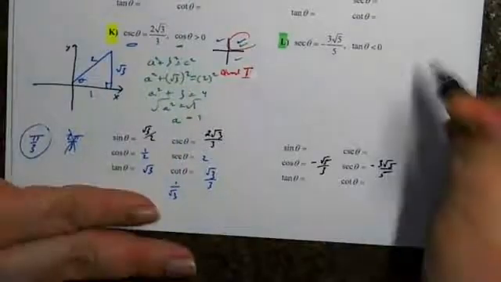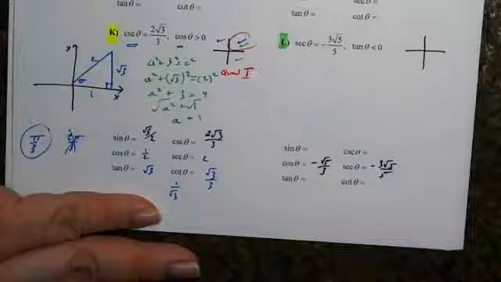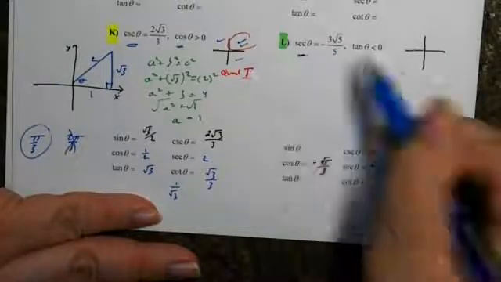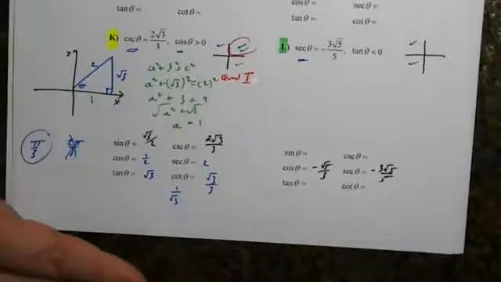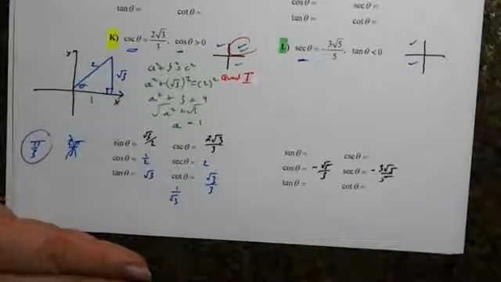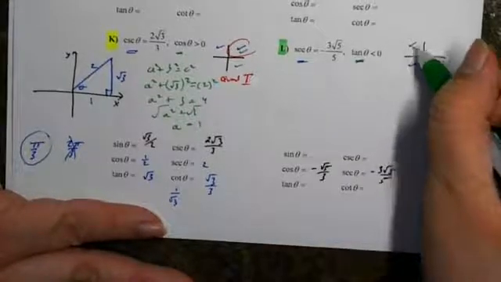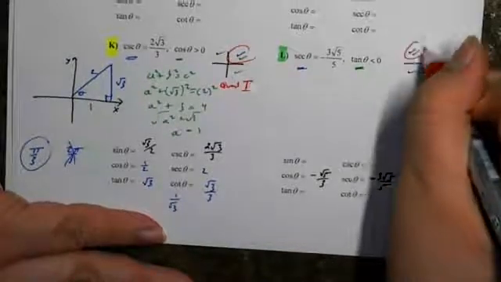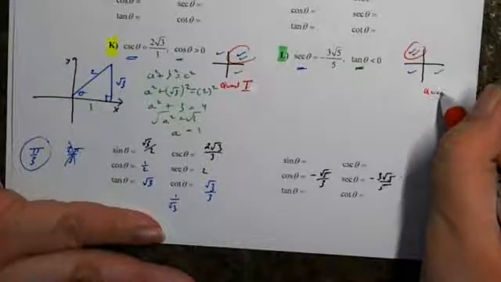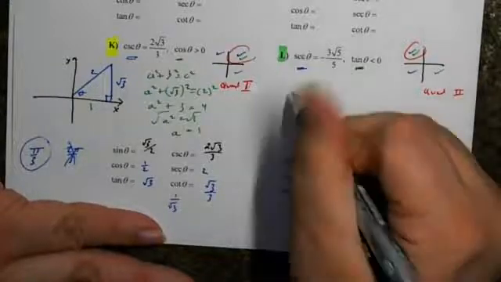Okay. Let's see. Secant, or cosine, is negative. Cosine is negative in quadrants 2 and 3. Tangent is less than 0. Tangent is negative in quadrants 2 and 4. So I'm talking about quadrant 2. All right.